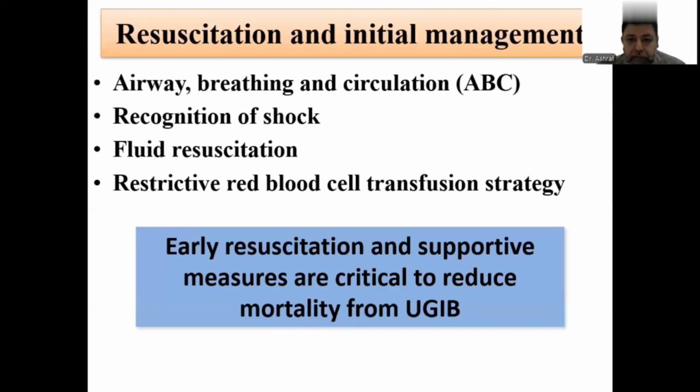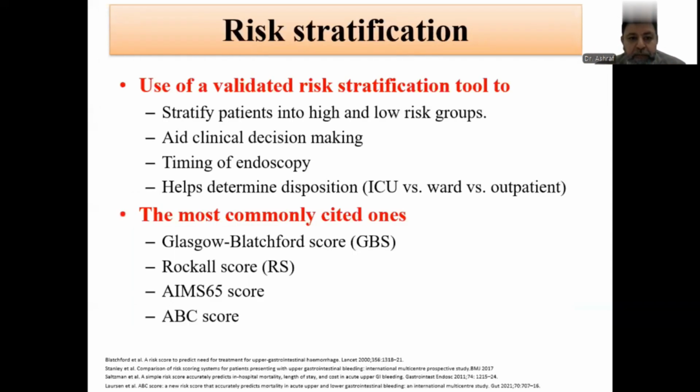Resuscitation and initial management is a very important step to reduce mortality from upper GIT bleeding. We have to maintain airway, breathing, and circulation, and recognize patients with shock. If there is hemodynamic instability, intravenous fluid resuscitation should be given. Blood transfusion should also be given in a restrictive strategy, which is adopted and recommended by almost all guidelines, to maintain the hemoglobin level between 7 and 9 gram per deciliter.